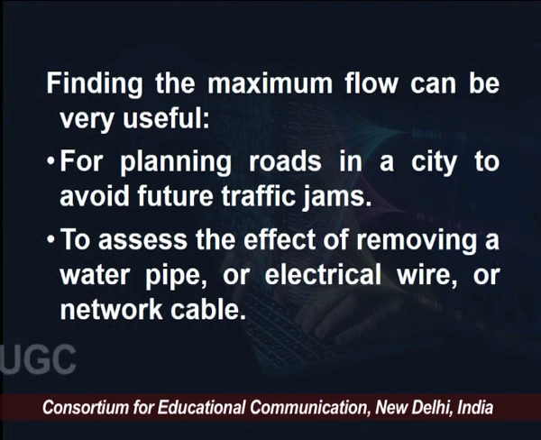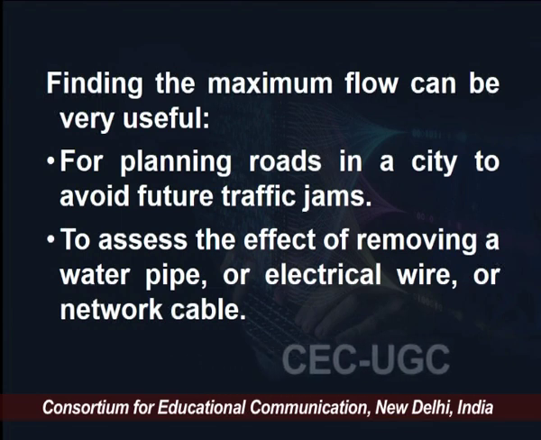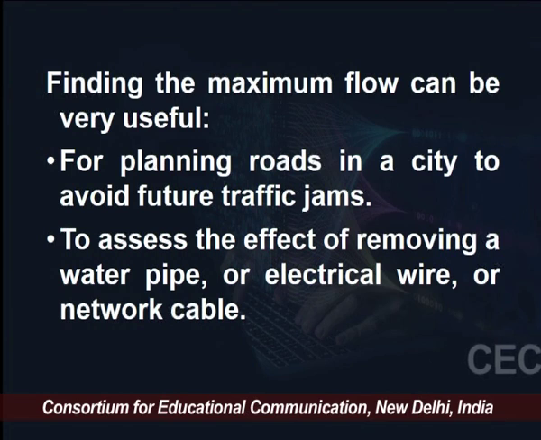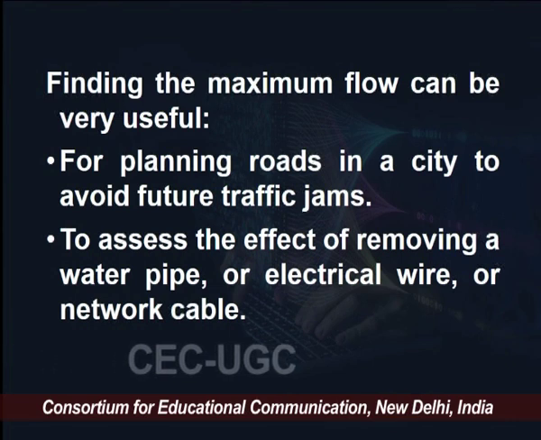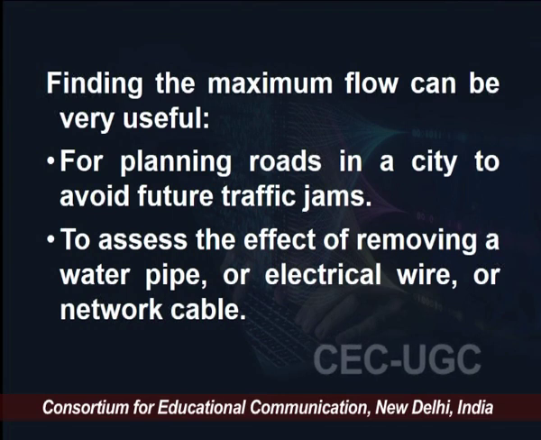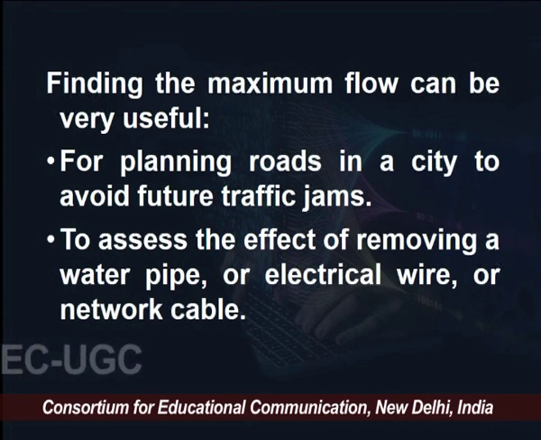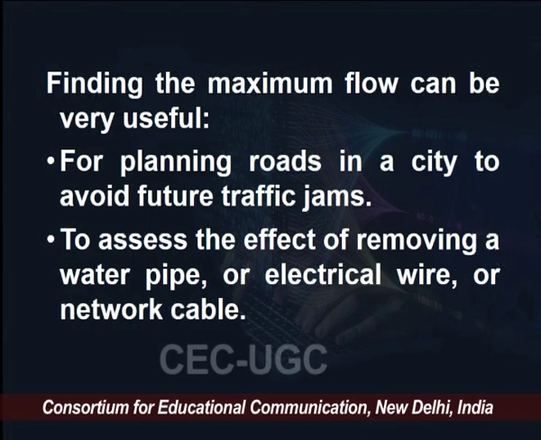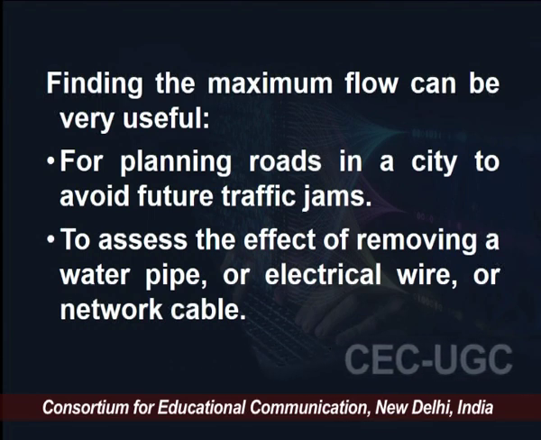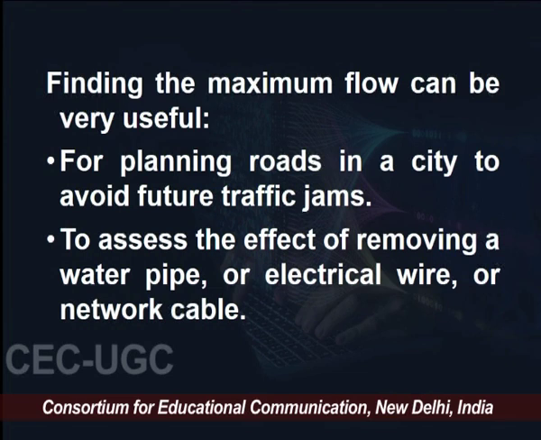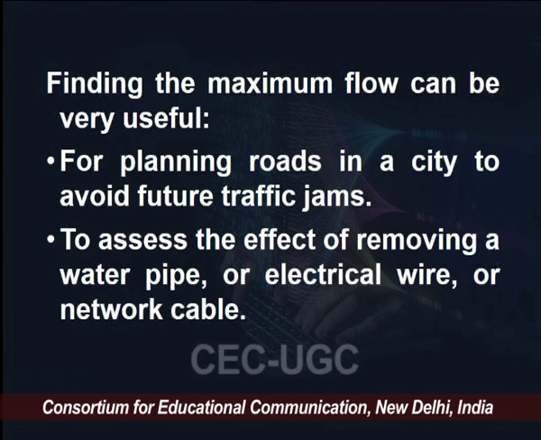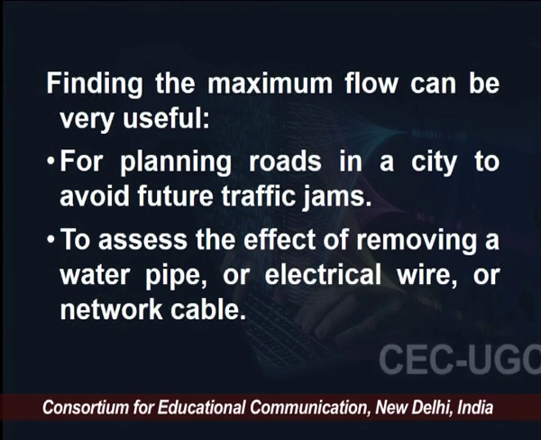Now why do we need to find a maximum flow from one particular source node to a sink node T? This problem of finding maximum flow in a graph can have a varied number of applications. This could be for planning the roads in a city to avoid future traffic jams. Whatever the current flow is and how much the capacity is, we need to see how much expansion is required, and so on and so forth. So one is urban planning.